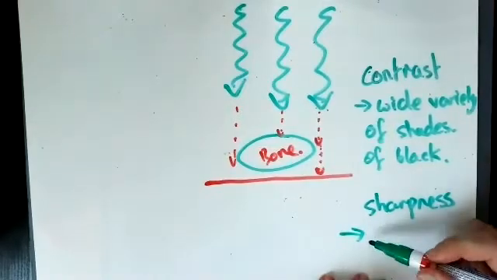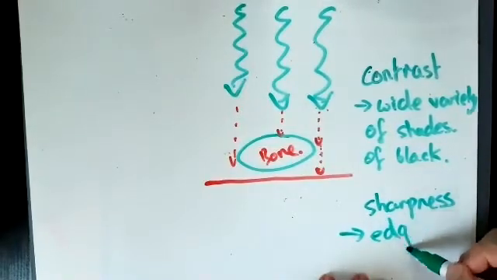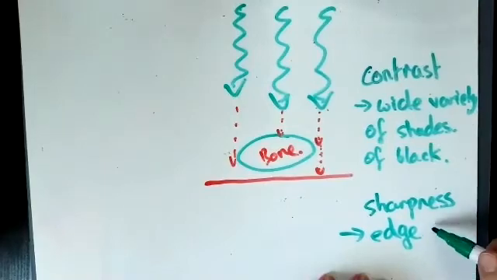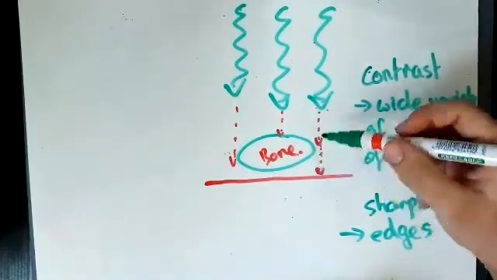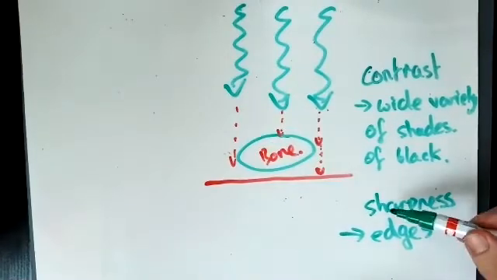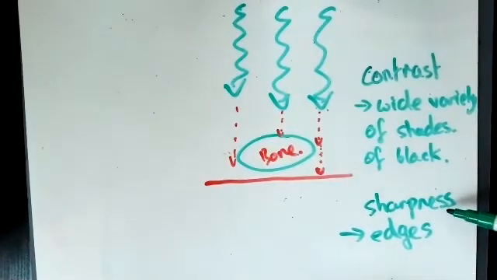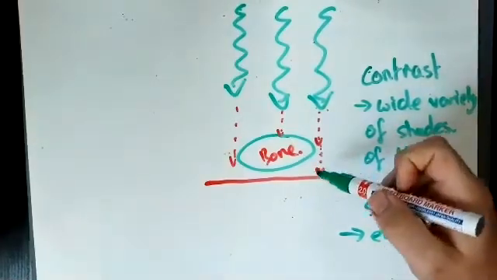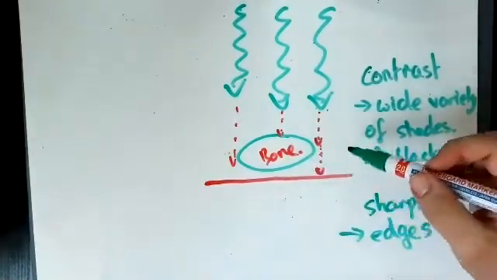Sharpness allows for edges to be seen really clearly. So say, for example, the edges of bones are really well defined. That would mean it was a sharp image, as opposed to, say, for example, a blurry image. A blurry image is one where you wouldn't be able to see the edges of the bone very well and you wouldn't be able to tell where they were.